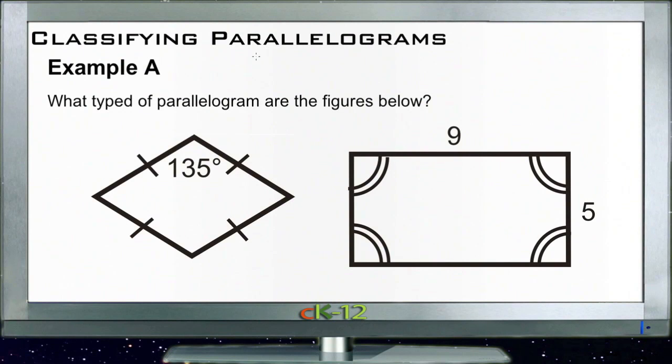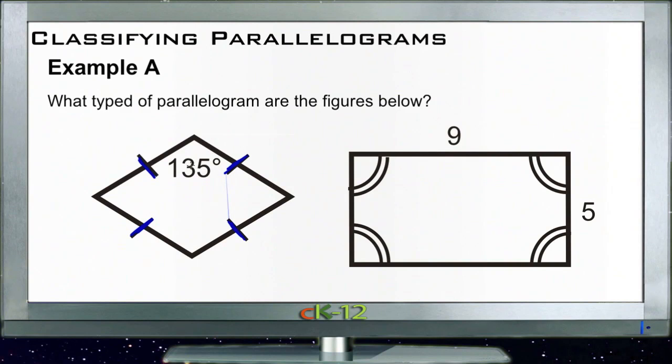Example A, classifying parallelograms, asks us what type of parallelogram the figures below are. The first one looks like a rhombus, but might be something else, might be a square. We can identify what it actually is by knowing, first of all, that all four sides are congruent. We have that marked. So we know that it is at least a rhombus.